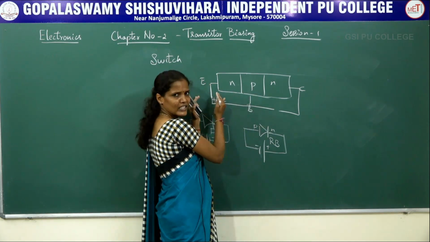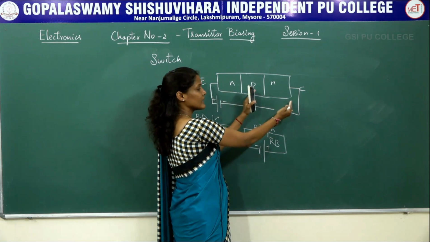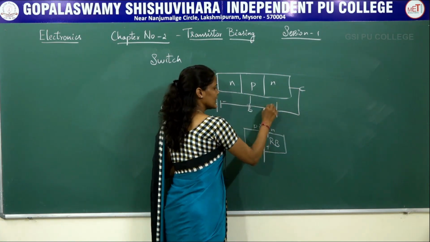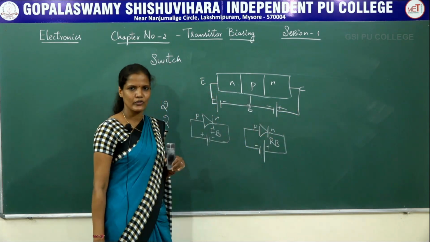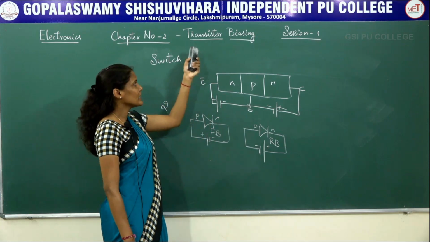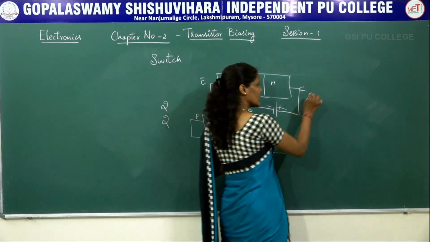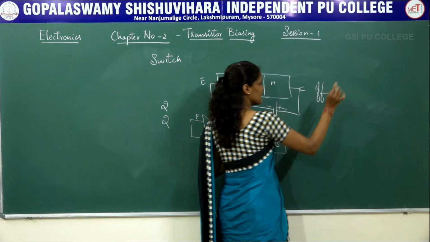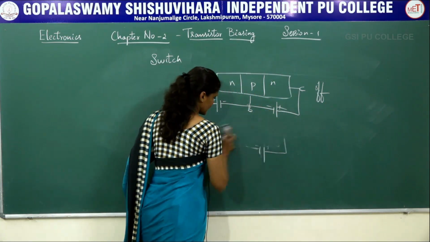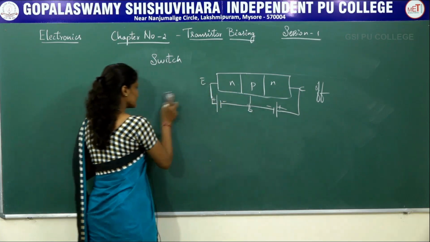So this junction is already connected. If I consider this particular junction, the P type must be connected to negative, whereas the N type must be connected to the positive terminal. So this type of biasing makes the transistor work as a switch in the off state.